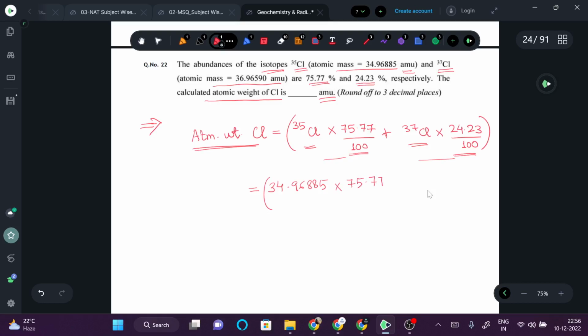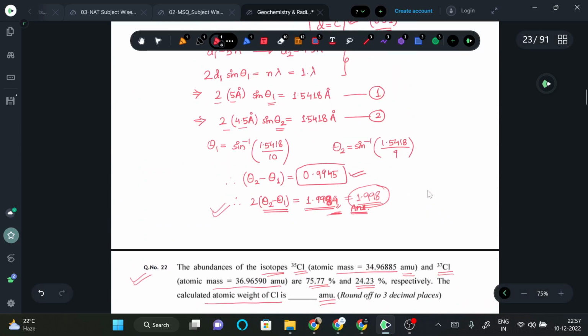You don't need to worry about units here. Divided by 100, plus 37Cl is given to be 36.96590. Actually here it will be atomic weight: atomic weight of Cl35 and atomic weight of Cl37 into 24.23 by 100. So this is a simple calculation from here. This was asked for 2 marks.